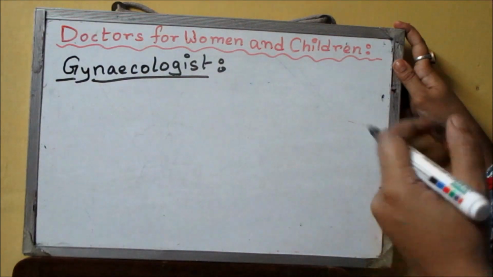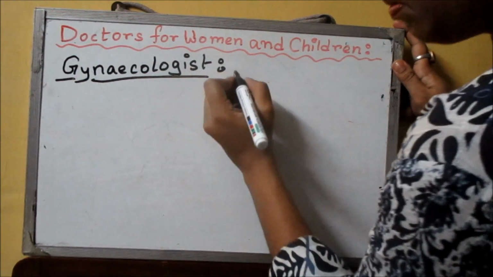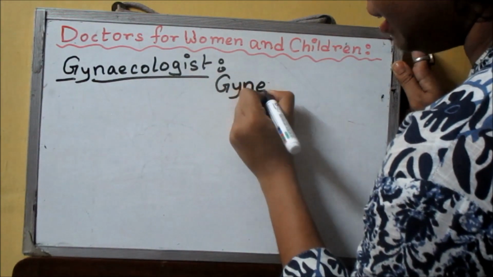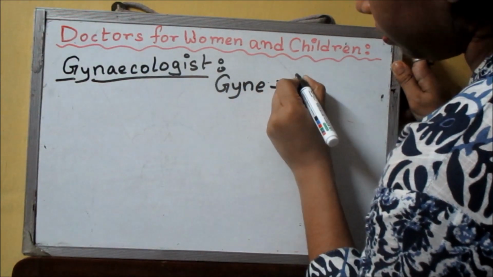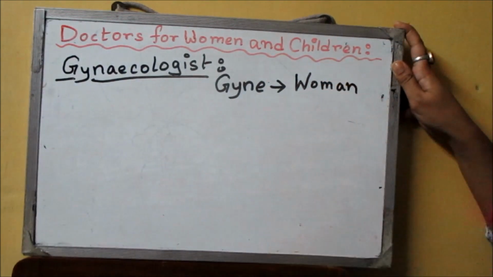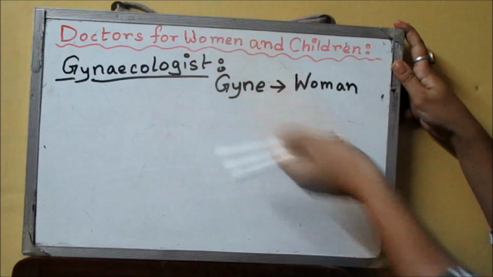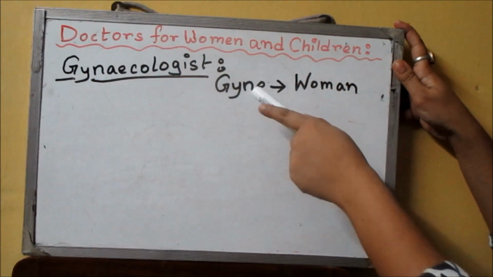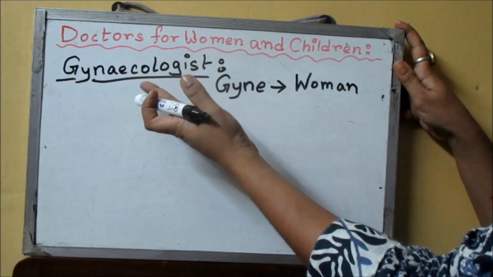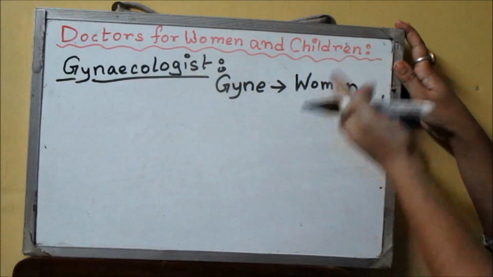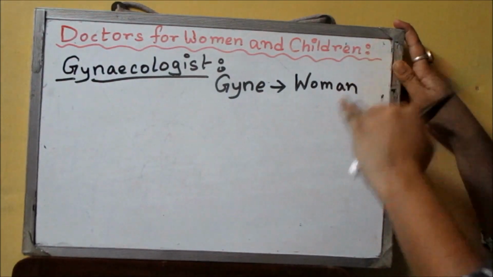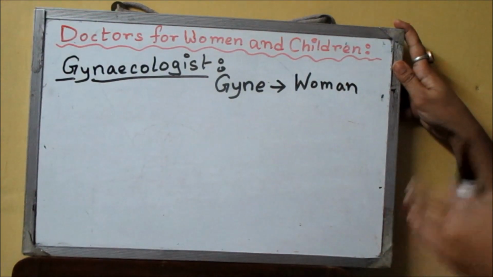has its origin in the Greek Latin word. The Greek word gyne means a woman. So the word gynecologist comes from the word gyne. The word gyne means woman. So a specialist who deals with women, who deals with diseases that are specifically womanly in nature or that happen only to women is known as a gynecologist.